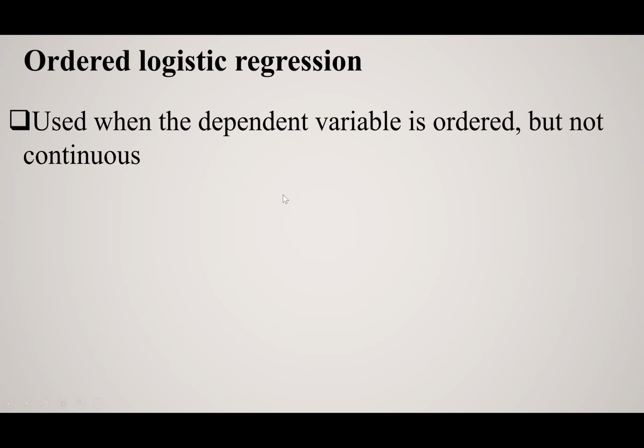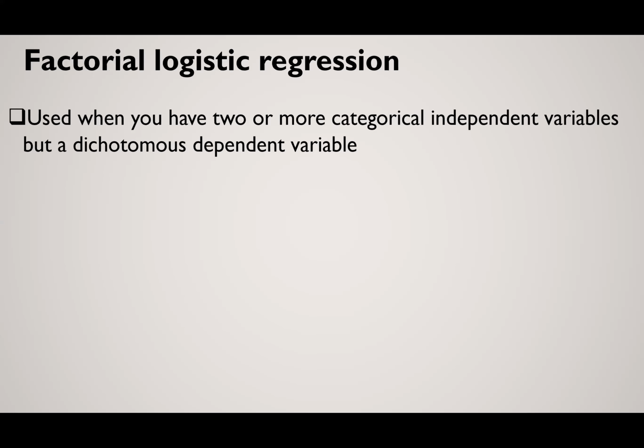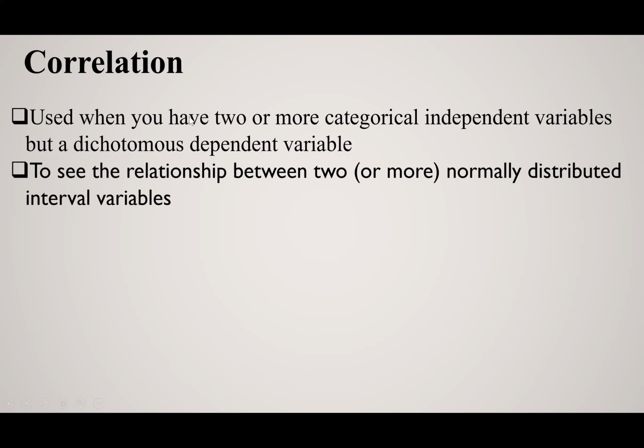Friedman test, ordered logistic regression. Logistic regression usually tests the dependent variable, not the independent variable. And logistic regression, or regression in general, should be on a continuous variable or an ordered variable. Factorial logistic regression is used when you have two or more categorical independent variables. Correlation relates two or more categorical independent variables, but they are dichotomous, and so on.